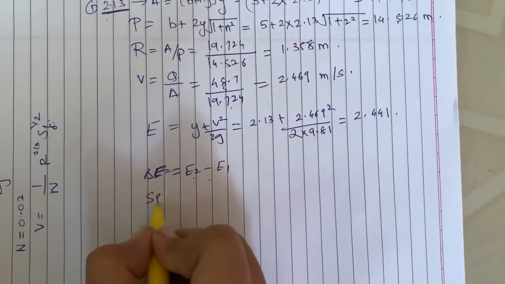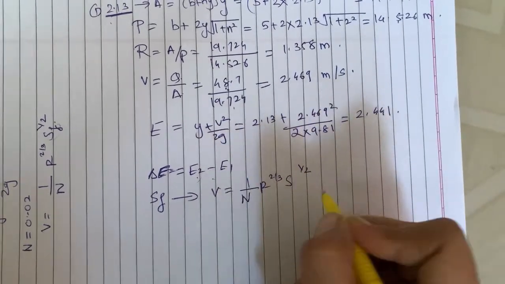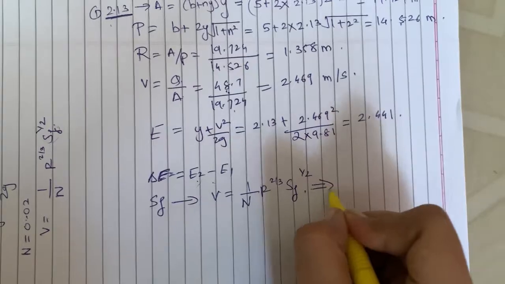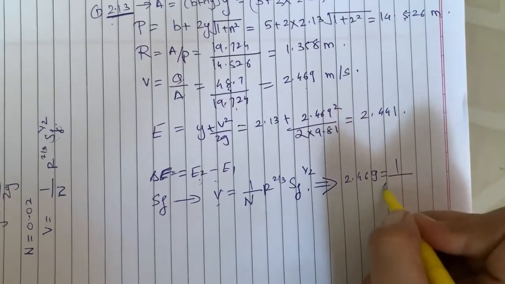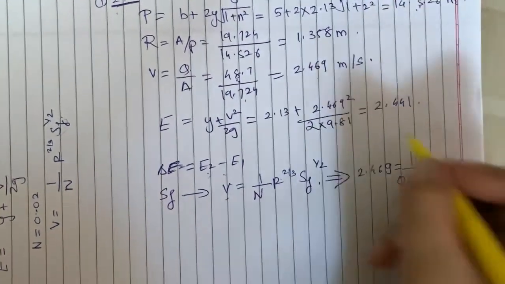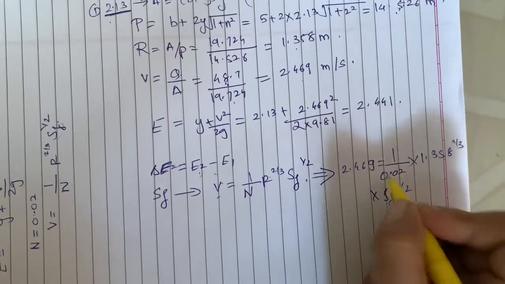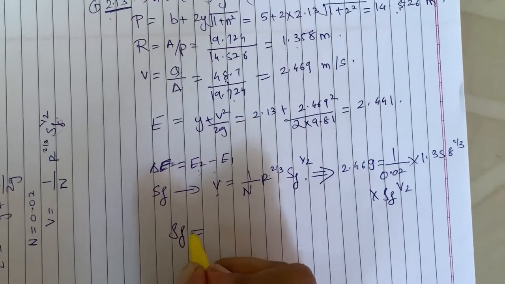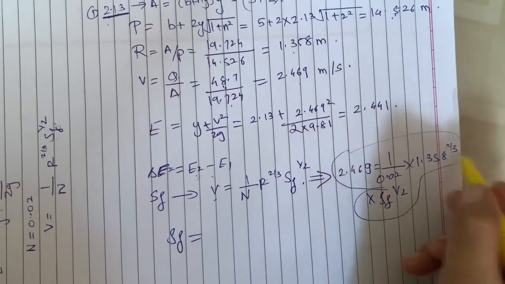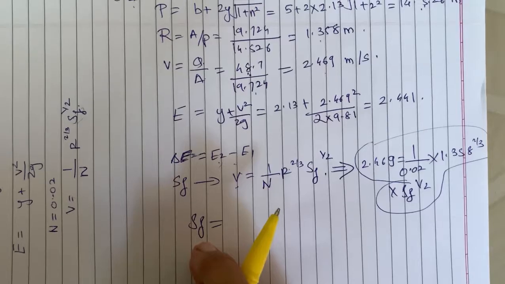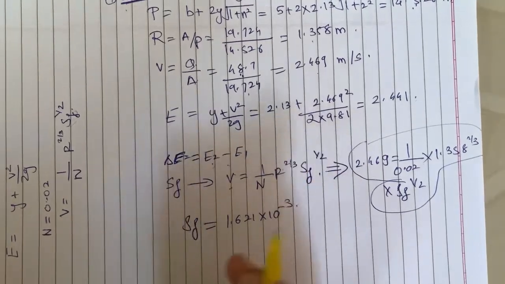After delta E comes our SF. SF comes from velocity equals 1 by n, R raised to 2 by 3, S raised to half. So here we have velocity 2.469 equal to 1 by 0.02, R is 1.358 raised to 2 by 3, into SF raised to half. After solving this equation, we get SF as 1.621 into 10 raised to minus 3.